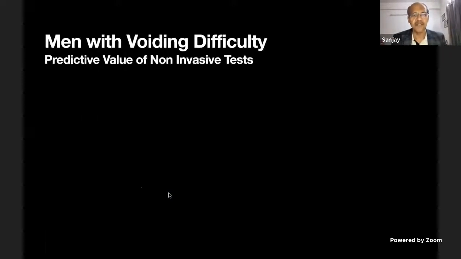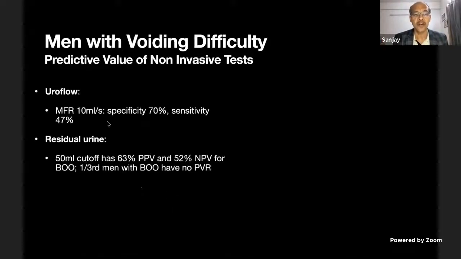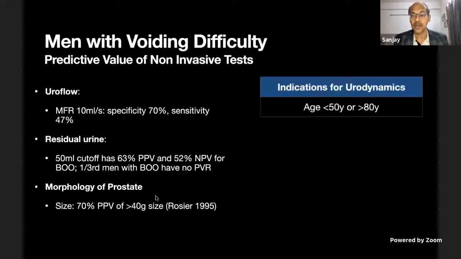Next, let's look at men with voiding difficulty. If you look at the non-invasive tests like a uroflow, it's not perfect. The uroflow with a cutoff of 10 milliliters per second has a specificity of about 70% and a sensitivity of about 50%. Residual urine has about 50% positive and negative predictive value with a 50 ml cutoff. We know that patients may be severely obstructed despite no residual urine, and patients may have an enlarged prostate without an obstruction. What are the indications for doing urodynamics?